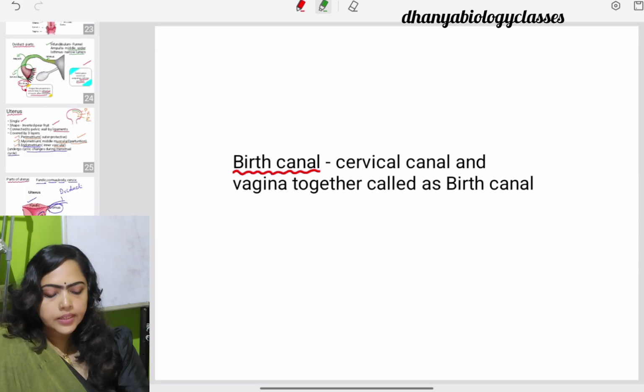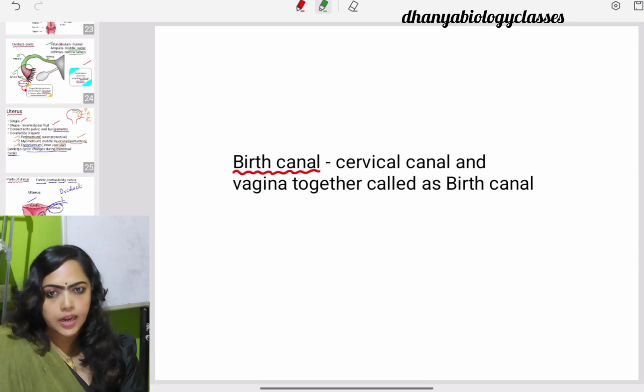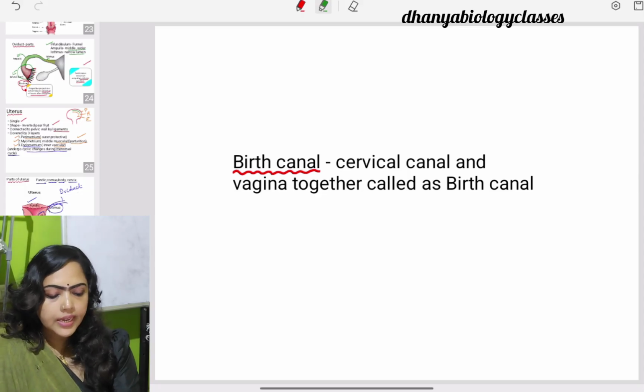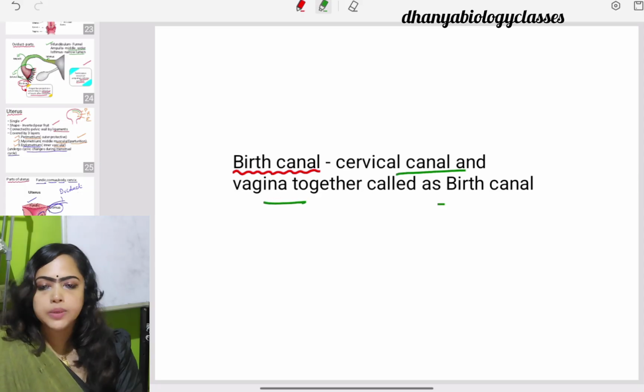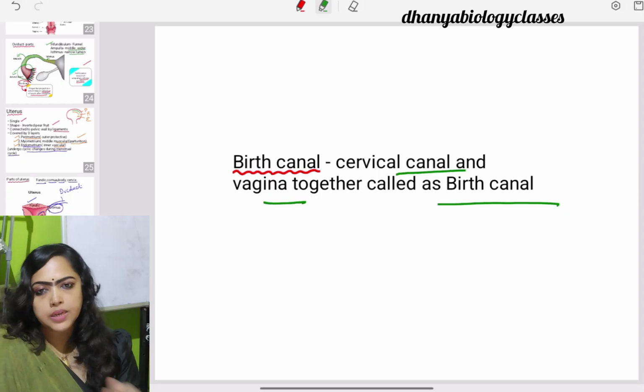Virginity. And then one term is here, birth canal. This is the cervical canal and vagina together, called as what? Birth canal, through which the baby is coming out.